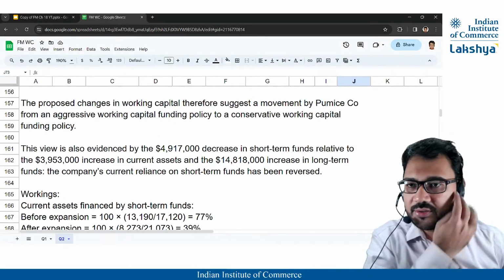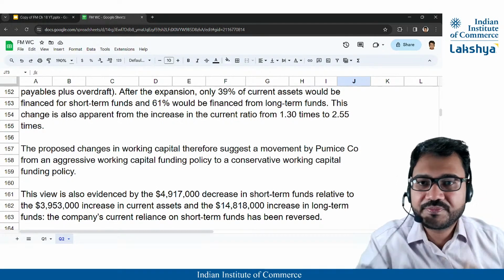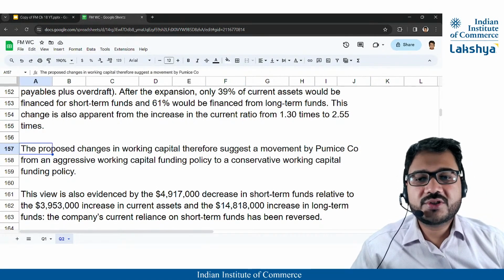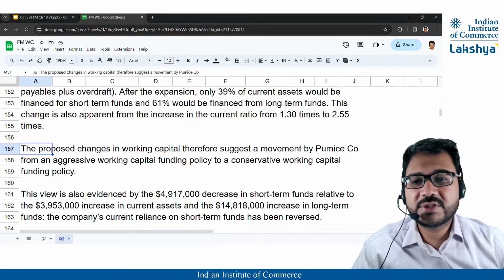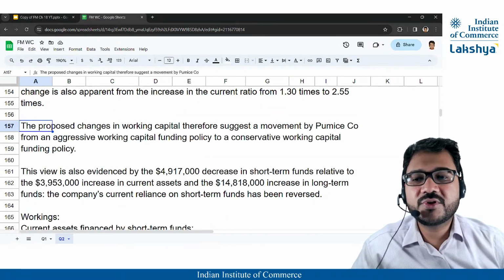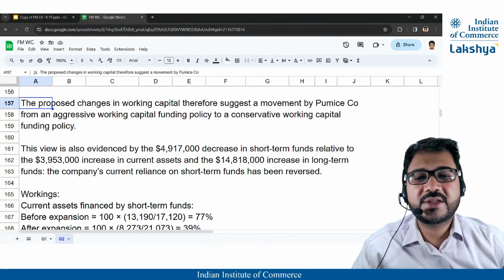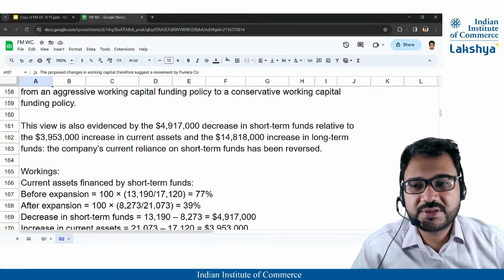Wait, let's just complete this, reading this. So the proposed changes in working capital therefore suggest a movement by Pumis company from an aggressive working capital funding policy to a more conservative working capital funding policy. This view is also evidenced by the decrease in short-term funds relative to what it was before: the $3.9 million increase in current assets and a $14.8 million increase in long-term funds. The company's current reliance on short-term funds has been reversed.